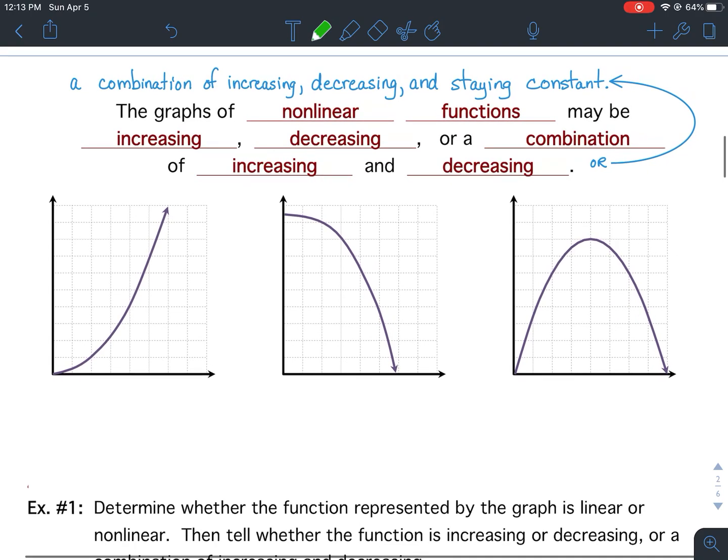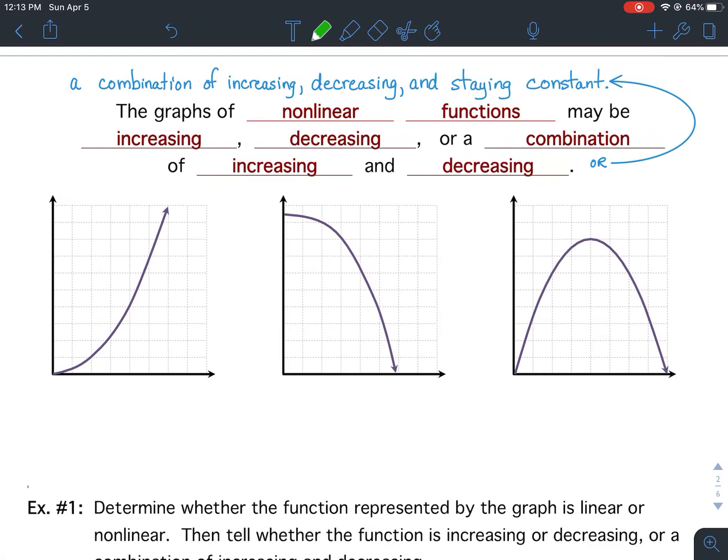Go ahead, pause your video again and fill in those blanks, and go ahead and write the part at the top as well. The graphs of nonlinear functions may be increasing, decreasing, or a combination of increasing and decreasing, or, and this is the part I wrote above, a combination of increasing, decreasing, and staying constant. If a graph is constant, it's flat. It's kind of like a horizontal line.